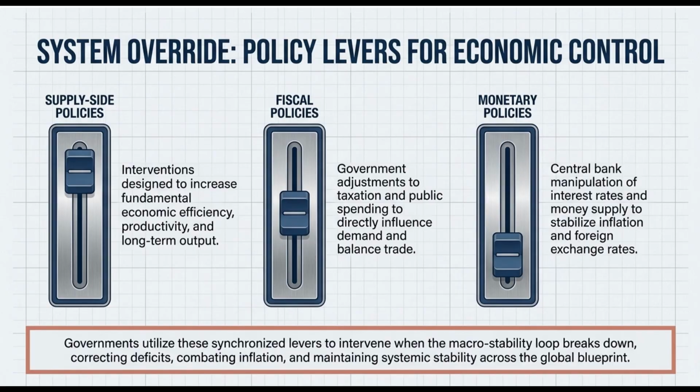And the government economic policies, how the government manages it. We have supply side policies, the interventions designed to increase fundamental economic efficiency and productivity in the long term. Then we have the fiscal policies, right? Government adjustments to taxation and public spending to directly influence demand and the balance rate.